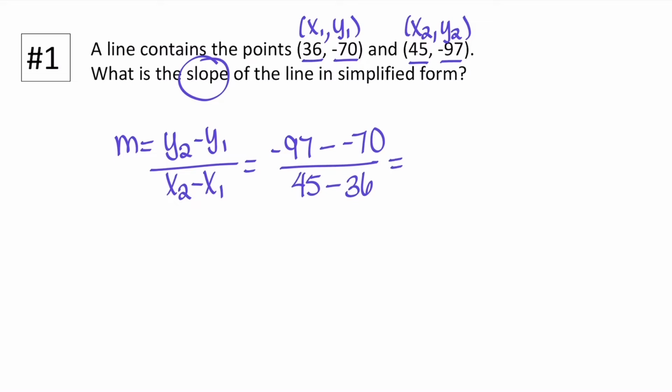So when we simplify this, we get negative 97 minus negative 70, which becomes plus. Negative 97 plus 70 is negative 27, and that's divided by 45 minus 36, which is 9. So negative 27 over 9 will simplify to negative 3. So the slope of the line in simplified form is m equals negative 3.